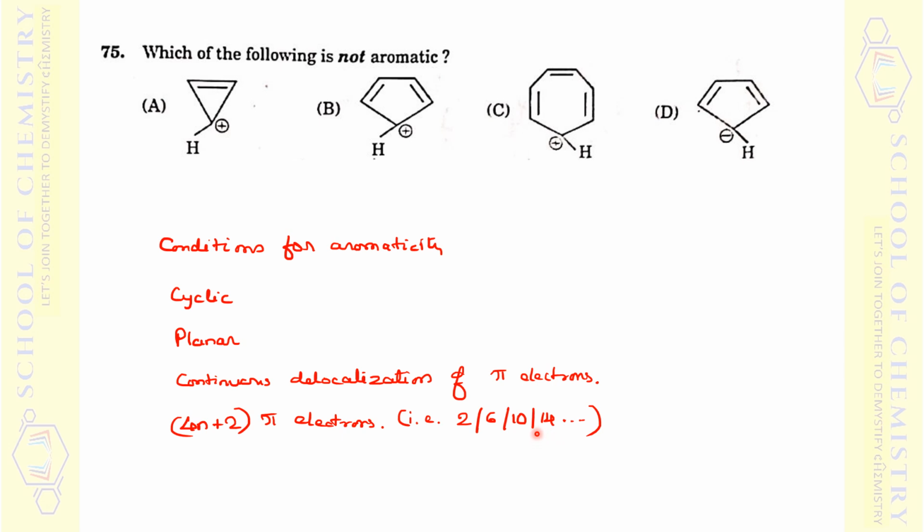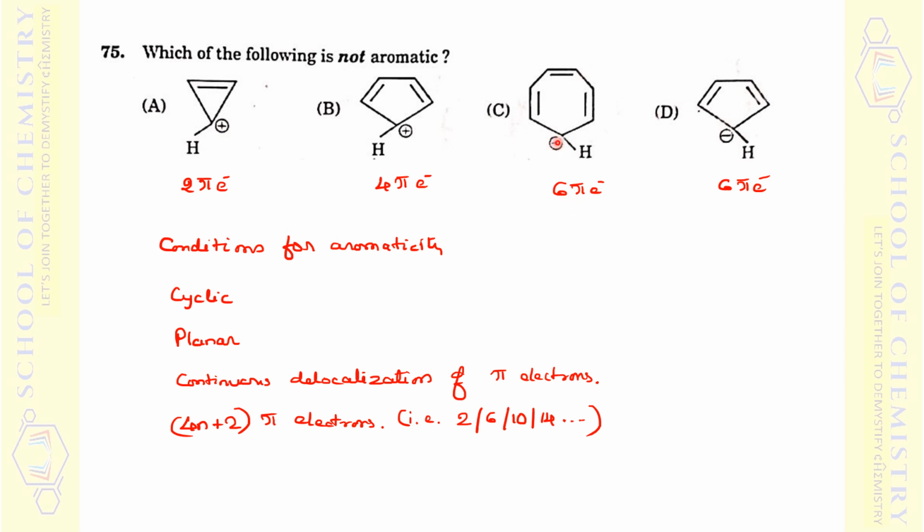Now if you count the number of pi electrons in each case, here there is only one double bond, and that's how it has 2 pi electrons, so it should be aromatic. Here if you look, there are 2 pi bonds, 4 pi electrons, so with 4 pi electrons the molecule cannot be aromatic. Right, the question is which is not aromatic, so this is one of the options. You can just look at the other options also.